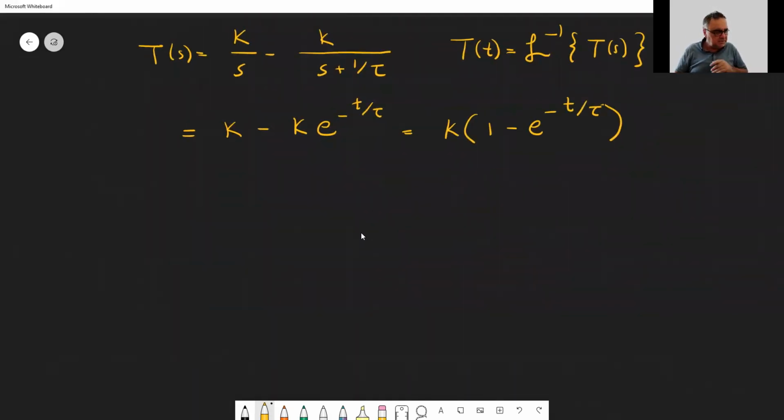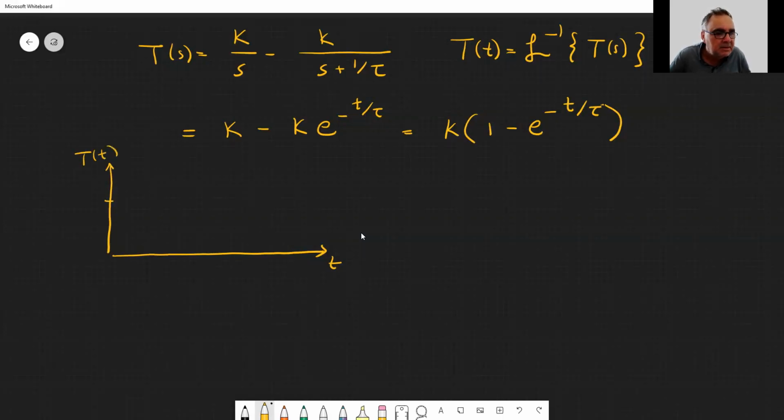If we plot it, we will get such a plot. I say this is T of t. K is the value eventually it reaches. When things settle down for large values of t, it reaches here. The thermometer response will be something like this. Let me draw it.